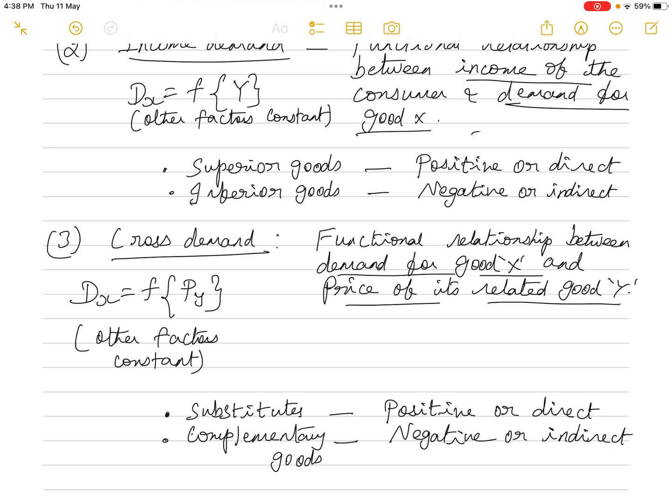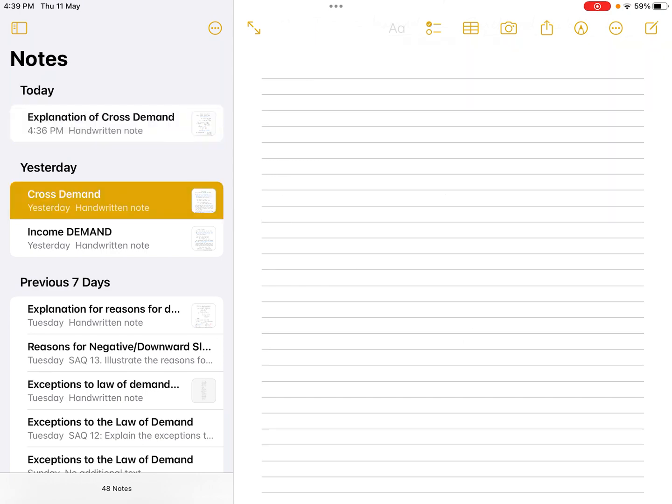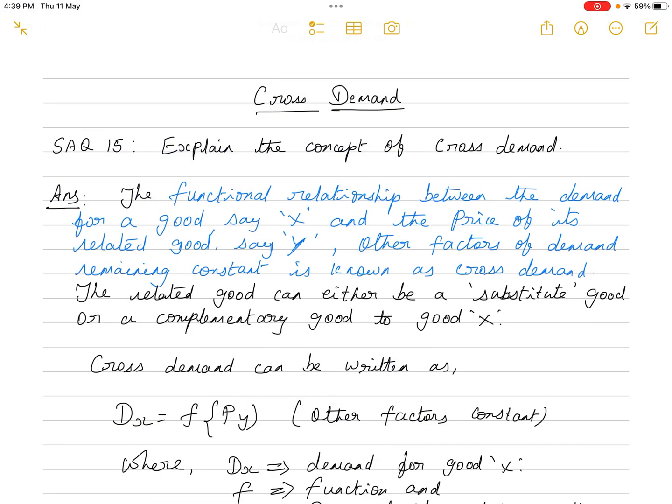And the third type of demand is what I have just explained to you, the cross demand, that is the functional relationship between demand for good X and price of its related commodity Y. That is demand for commodity X is equal to F of P of Y, and all the other factors are remaining constant. So here the price of commodity X and the income of the consumer are all remaining constant. For substitutes it is a positive or direct relationship, and for complementary goods it is a negative or indirect relationship. Okay, now we will move to the actual answer.